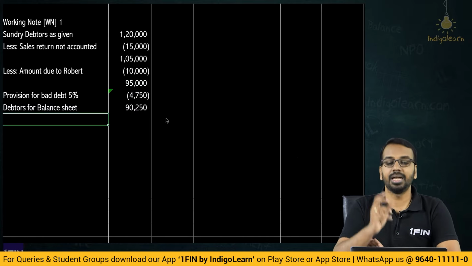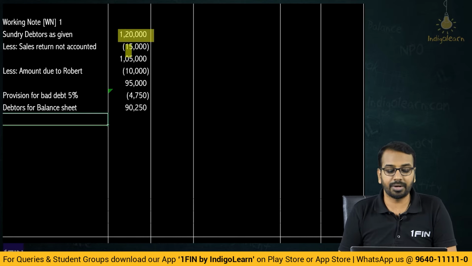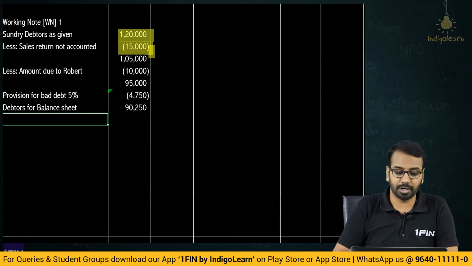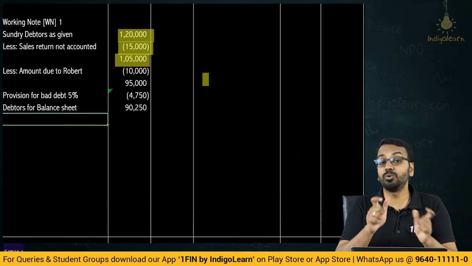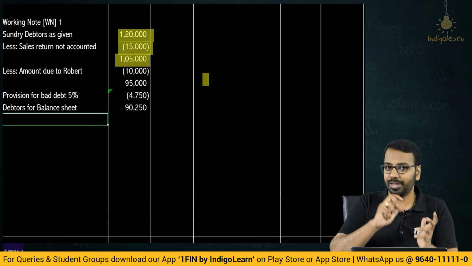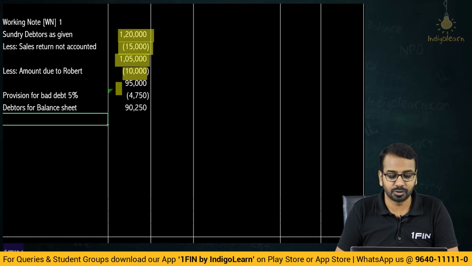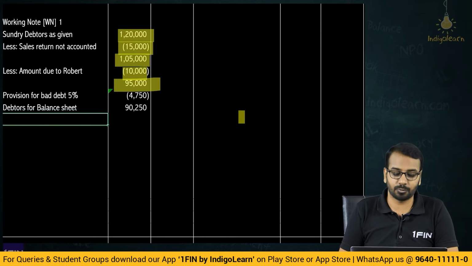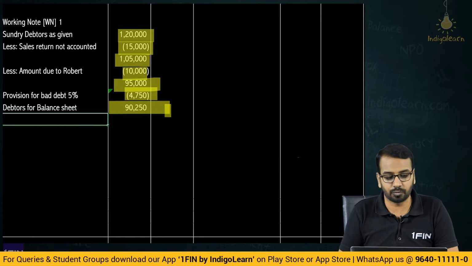I am repeating once again. Debtors balance as given was 1,20,000. From that we will reduce the sales return which we have not recorded. So the amount becomes 1,05,000. And then there is a mutual owing. What we say, we have to pay Robert. Robert has to pay us. For that we will adjust 10,000. So net amount outstanding is 95,000. On this 5% bad debt provision is 4,750. So in the balance sheet we will show 90,250, right?